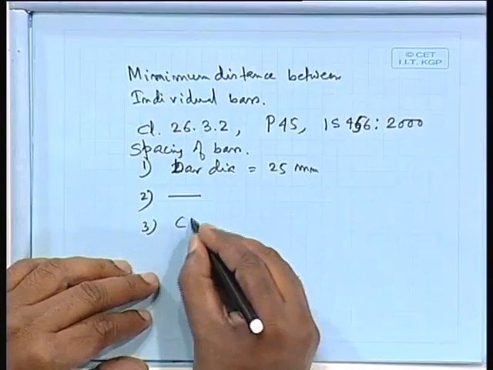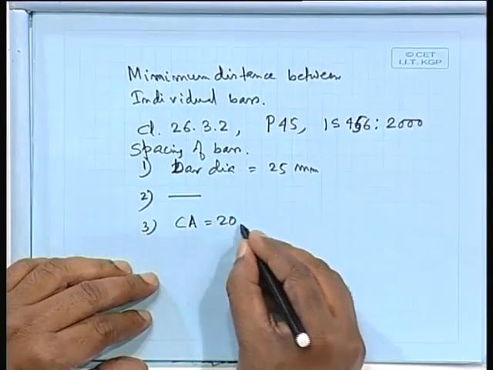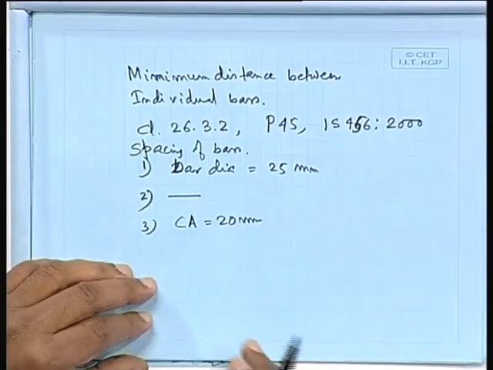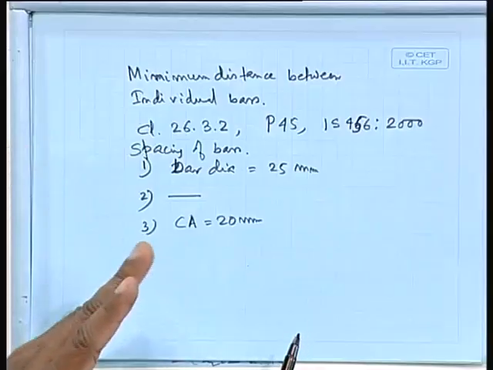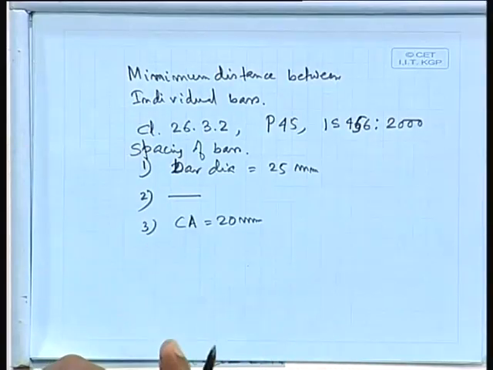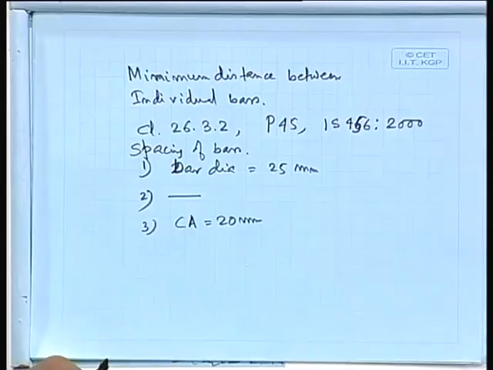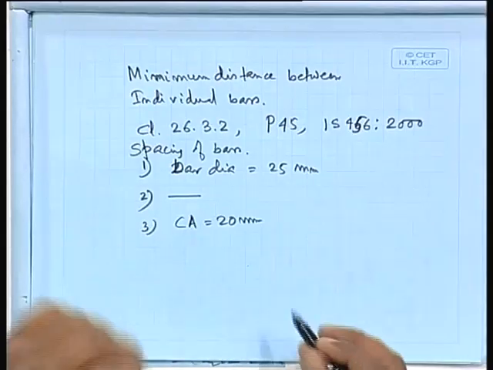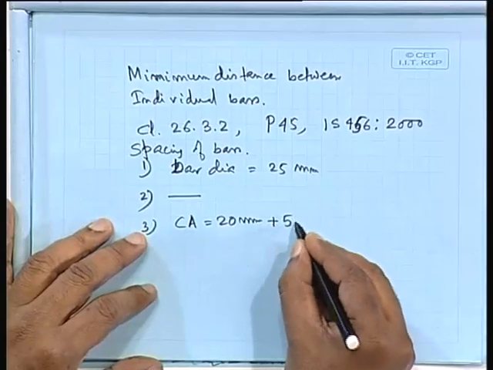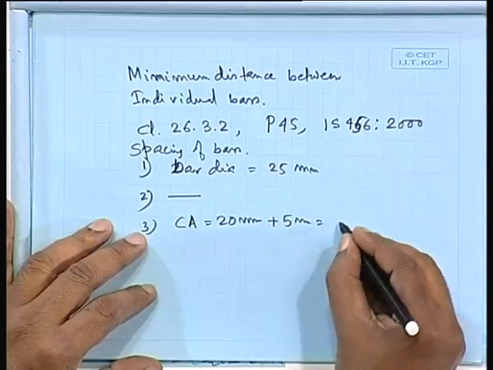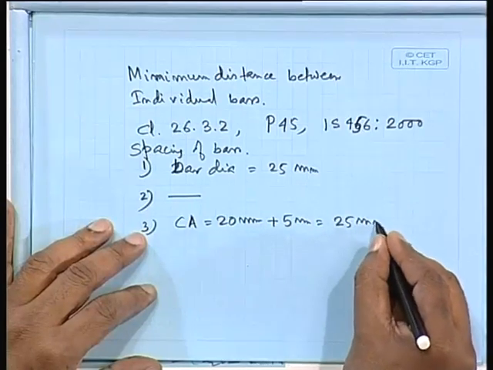So, you have to make 20 millimeter. For coarse aggregate, that 20 millimeter, we generally provide 20 millimeter downgraded, generally we describe the aggregates. That means the coarse aggregate will never be more than 20 millimeter. So, 20 millimeter plus 5 millimeter, which is coming as 25 millimeter.